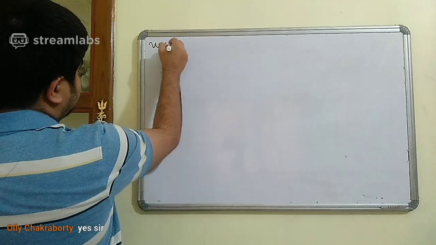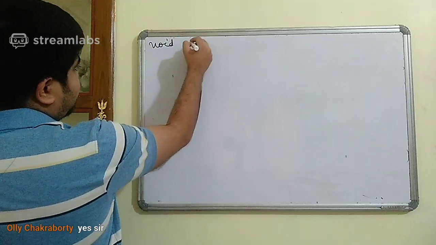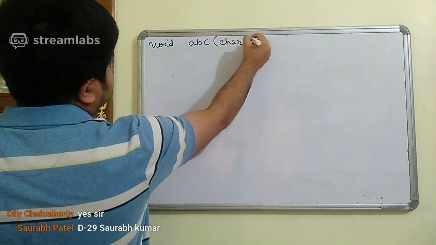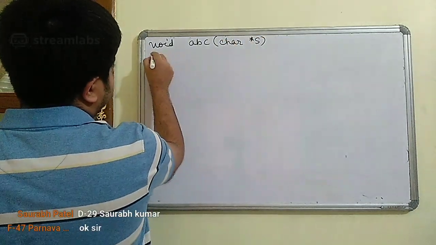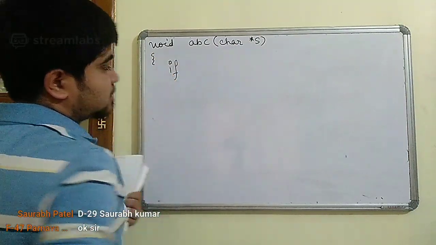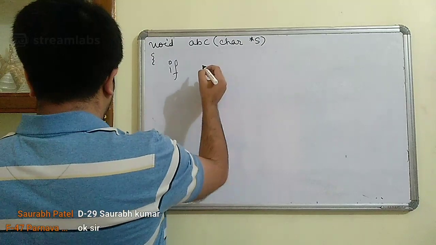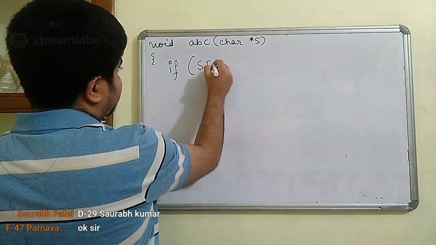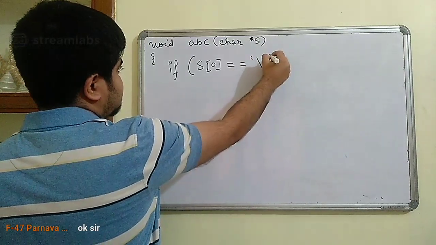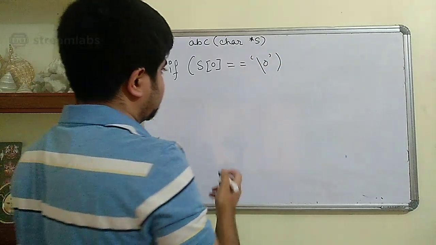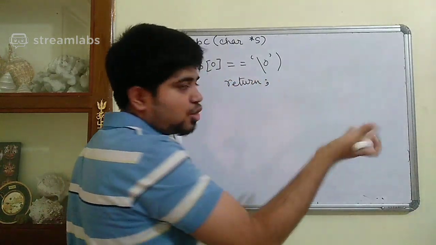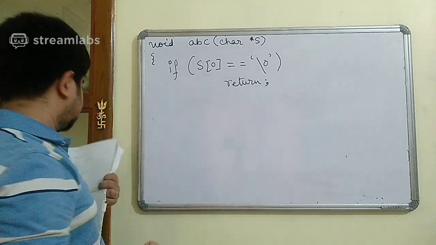So void ABC(char *S). If S[0] == '\0' - this is a problem for string - we will simply return. Return means just control goes back, nothing to return, no value.